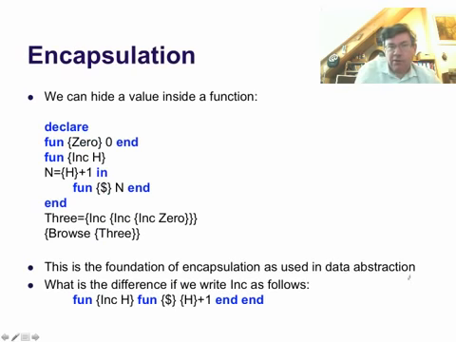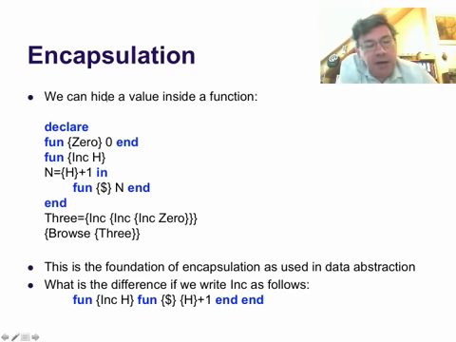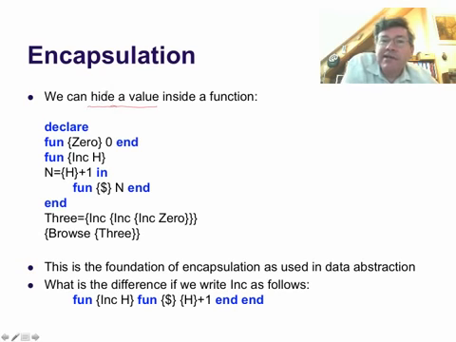Okay? Let's go on. We have by far not exhausted the abilities of higher order programming. Here's an interesting thing we can do. We can hide a value inside a function. This is kind of a trivial example, but it will become very important later for data abstraction.